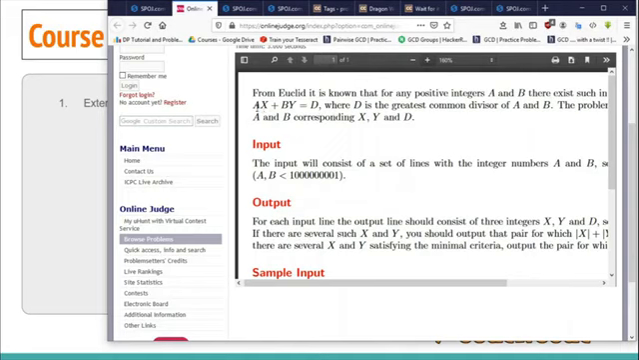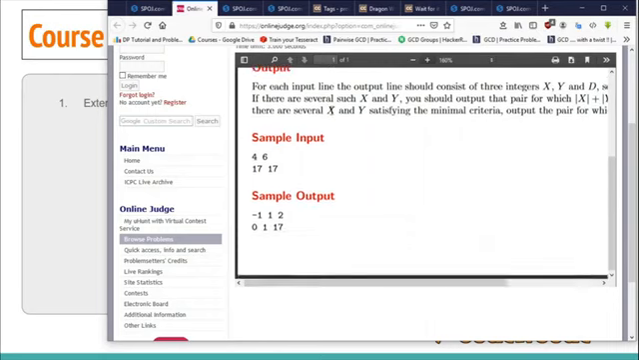So we are given a linear Diophantine equation. We are given a and b, that is the coefficients of x and y, and we have to find their GCD, that is d, and x and y such that the equation ax plus by is equal to d is satisfied.